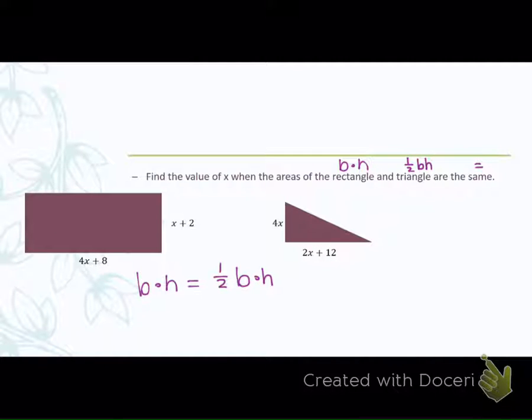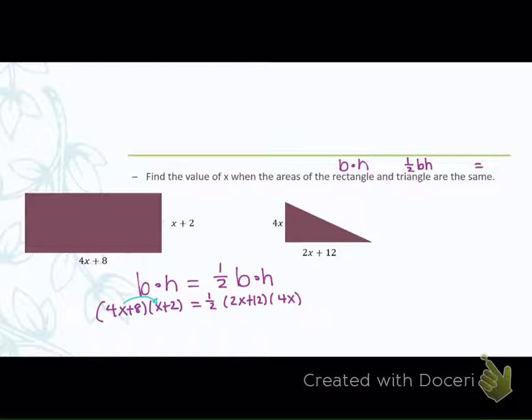So I'm going to substitute in 4x plus 8 times x plus 2. And I'm going to substitute my base and height of this one in, which is 2x plus 12 and 4x. We want to know when they are the same. So the same means equal, so we're setting their areas equal to each other. So we're going to distribute.